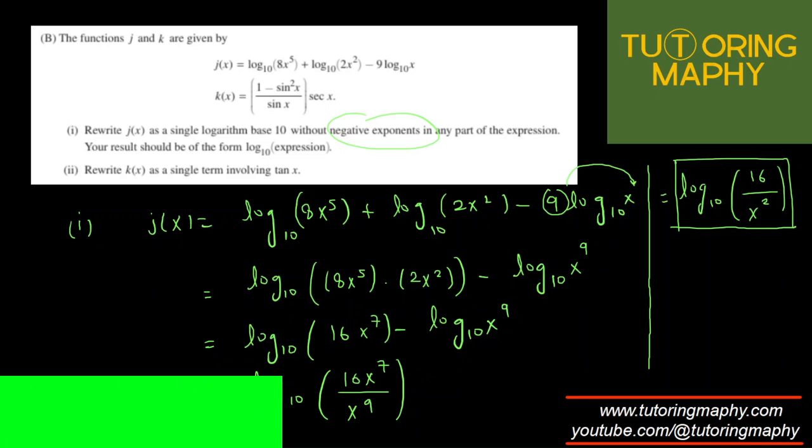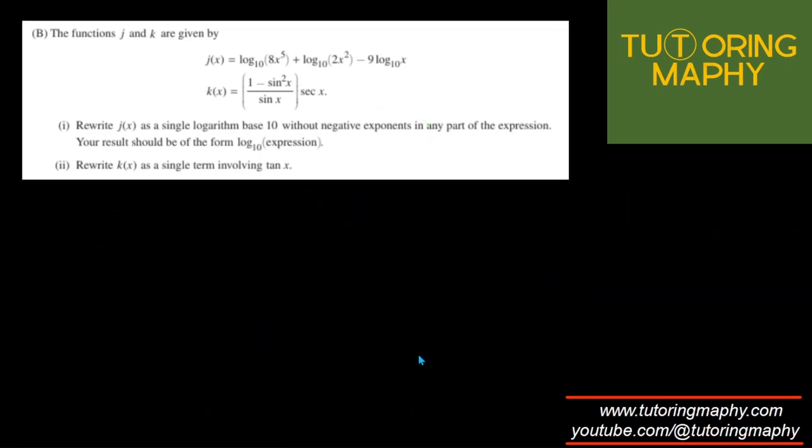All right, let's move on to part 2. Part 2 is asking to write k as a single term involving tan x. We can do that. K(x) is equal to (1 minus sine square x) over (sine x times secant of x).